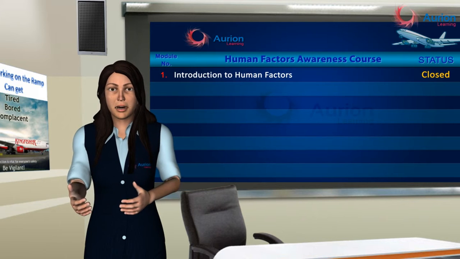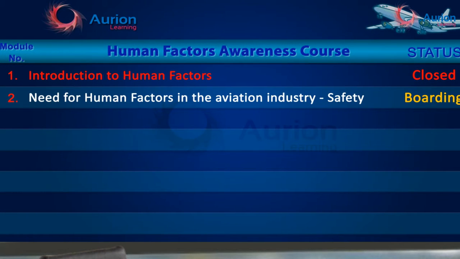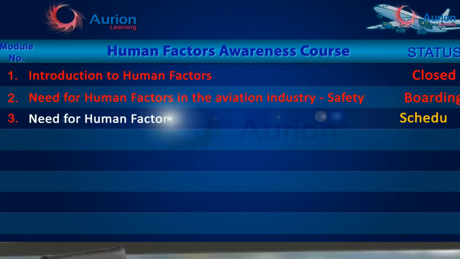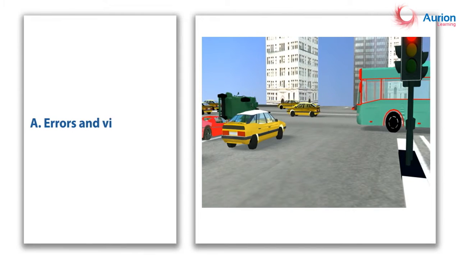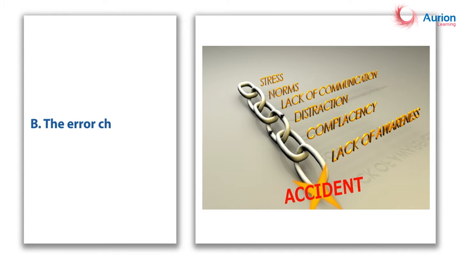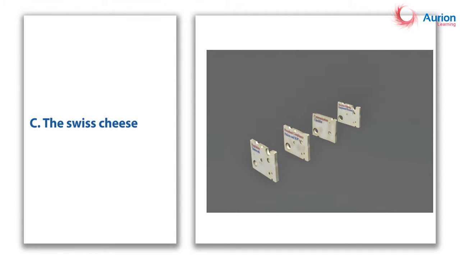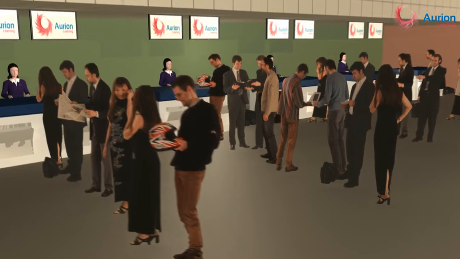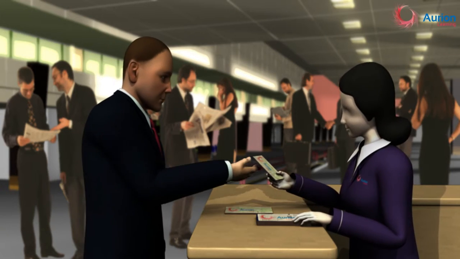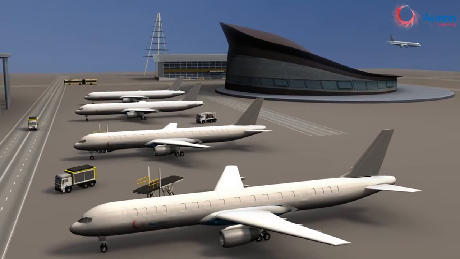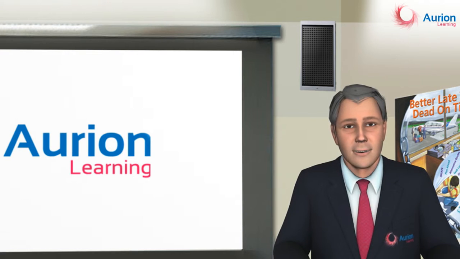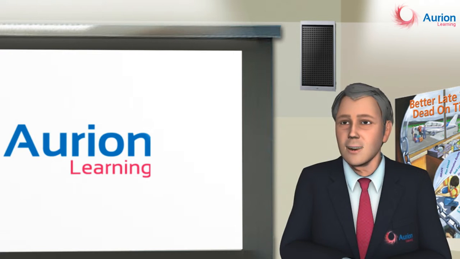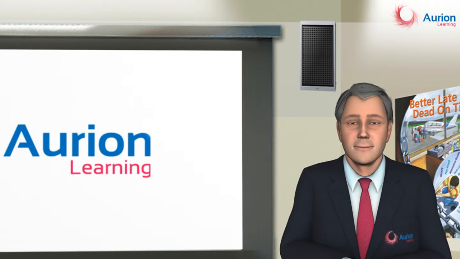Let us now move to the second module, which talks about safety, one of the needs for human factors. In this module, we shall learn about A. Errors and violations, B. The error chain and how to break it, and C. The Swiss cheese model. The current aviation industry has become a complex system due to high demand, high traffic, congested airspace, new technologies, etc. These pressures of the system add a new dimension on the human being and make the human being commit errors and violations.